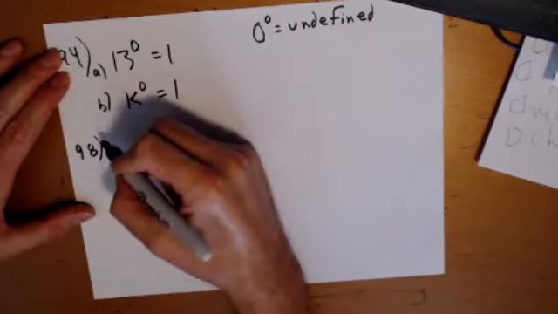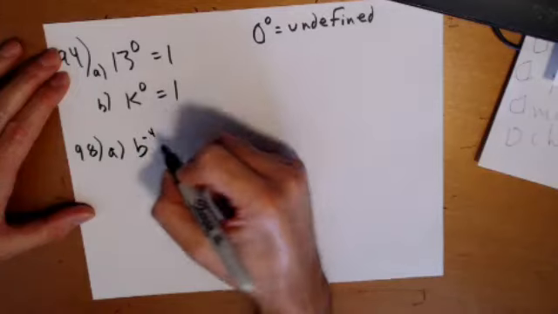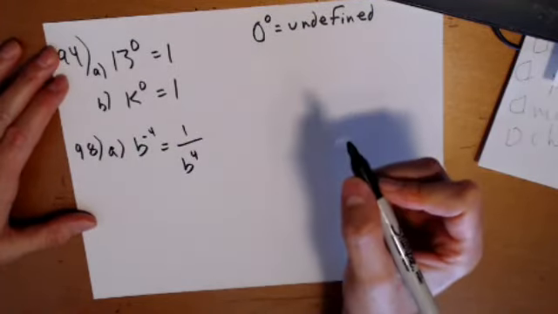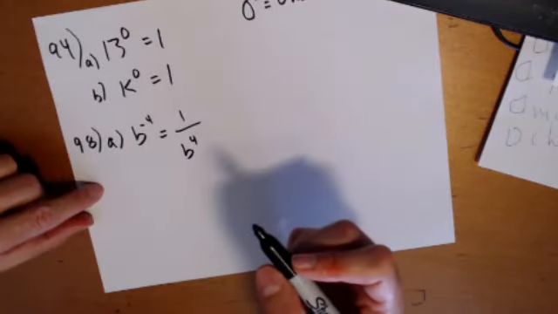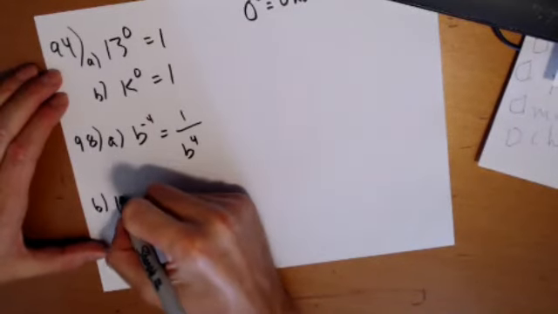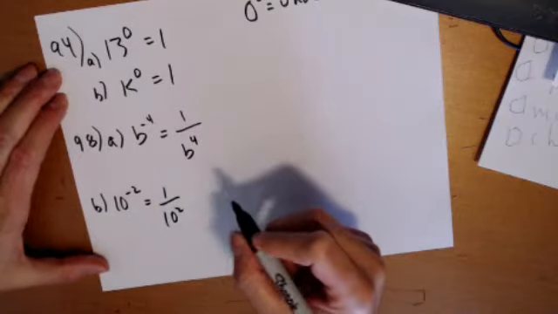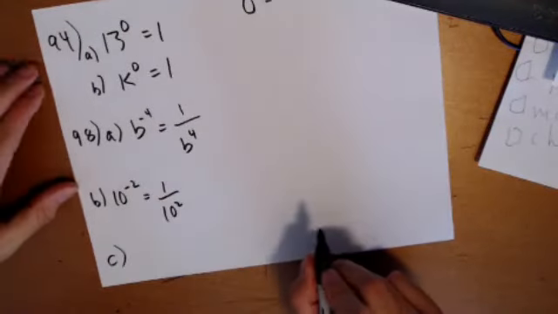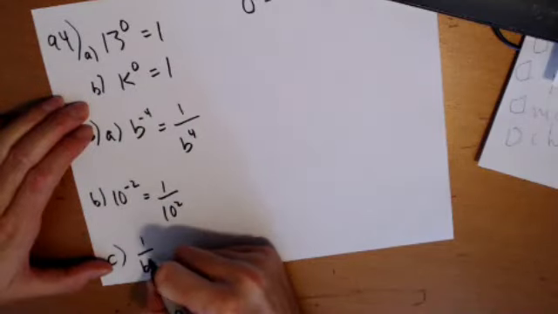Okay. 98. It says simplify each expression. So part A, it says b to the negative 4. Okay, so it's b to the negative 4, so we just move it downstairs, make it 1 over b to the positive 4. Okay. Part B, 10 to the negative 2, so just make that 1 over 10 to the positive 2. Easy peasy. 98C, 1 over b to the negative 3.